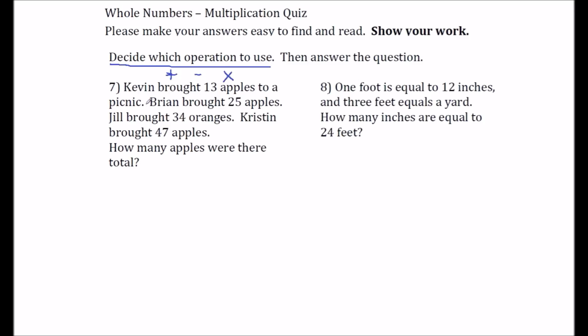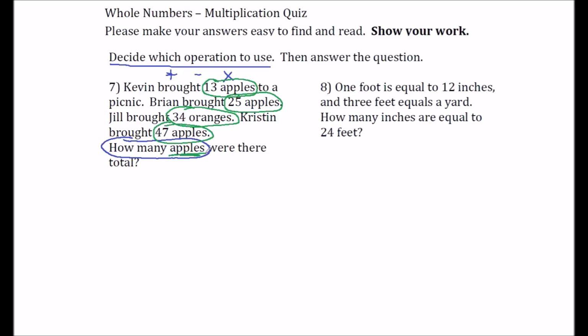So number 7 says, Kevin brought 13 apples to a picnic. Brian brought 25 apples. Jill brought 34 oranges. Kristen brought 47 apples. How many apples were there total? So again, read through the information, but sometimes it's helpful to go back and actually start with the question. The question is, how many apples were there total? So when I go back and look at this question, I identify some of these numbers. It's 13 apples, it's 25 apples, it's 34 oranges, and it's 47 apples.